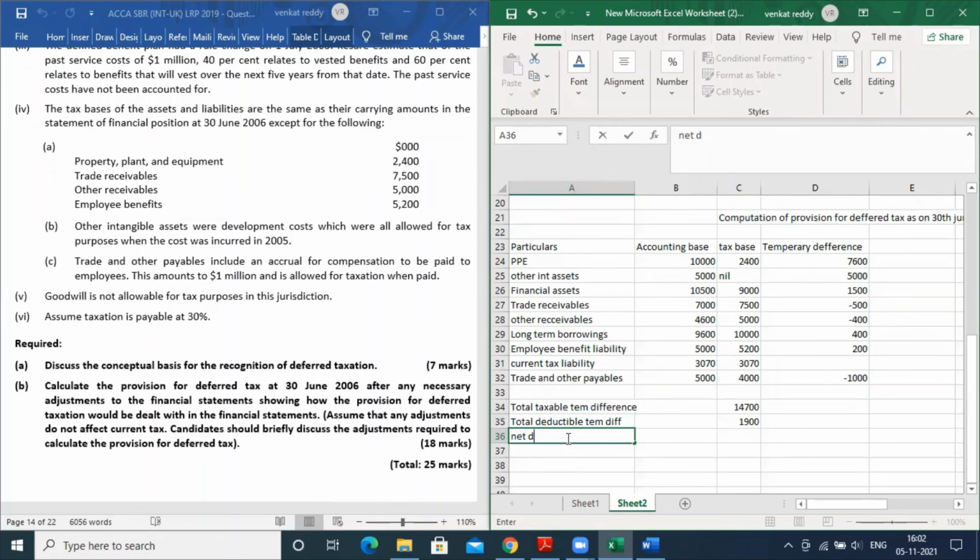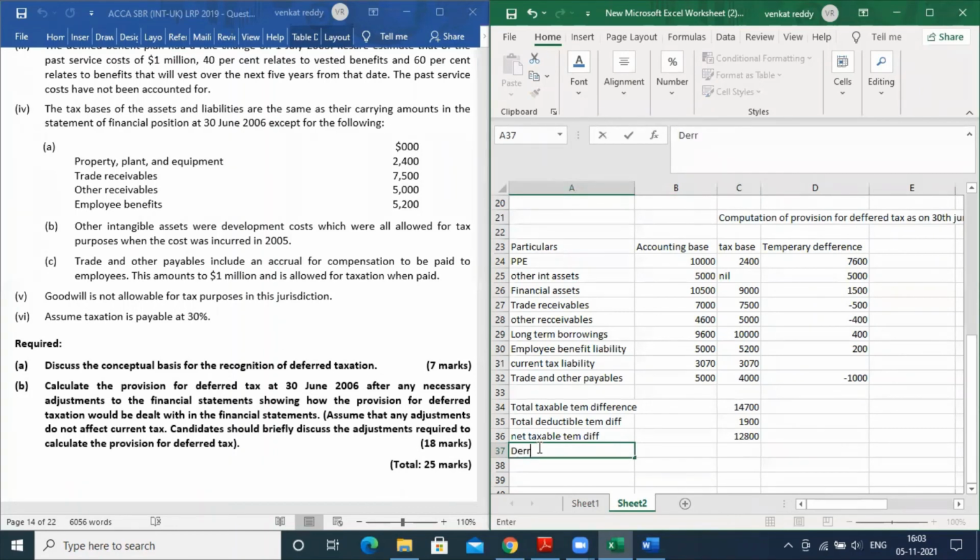Here we are getting a net taxable temporary difference, because the taxable temporary difference amount is more than the deductible temporary difference. That is 14,700 minus 1,900. So we got a total of 12,800 as net taxable temporary difference. On this, we will be calculating the deferred tax.